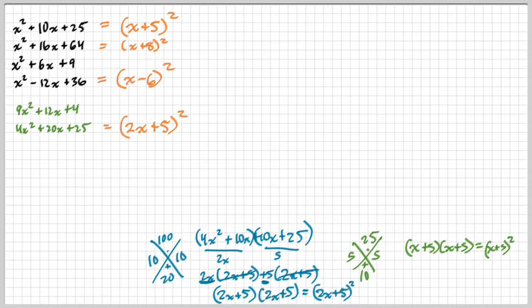Wait a second. Isn't it the same as these ones, but slightly different? Let's talk through this really fast. How did I get 2x? The square root of 4x squared. How did I get 5? The square root of 25. Now check this out. What is 2 times 5 times 2?